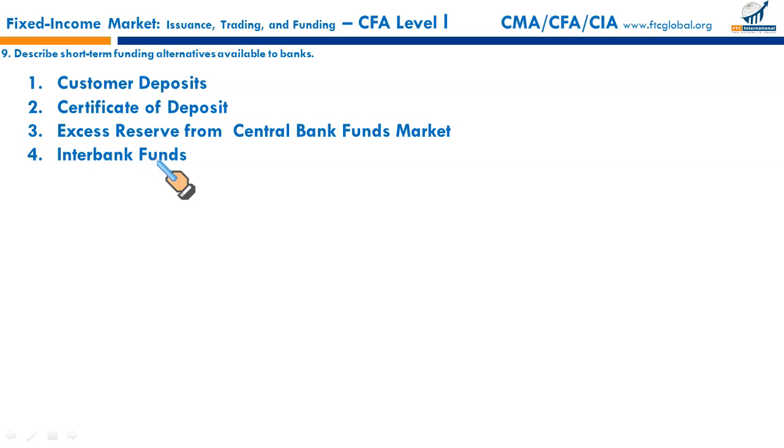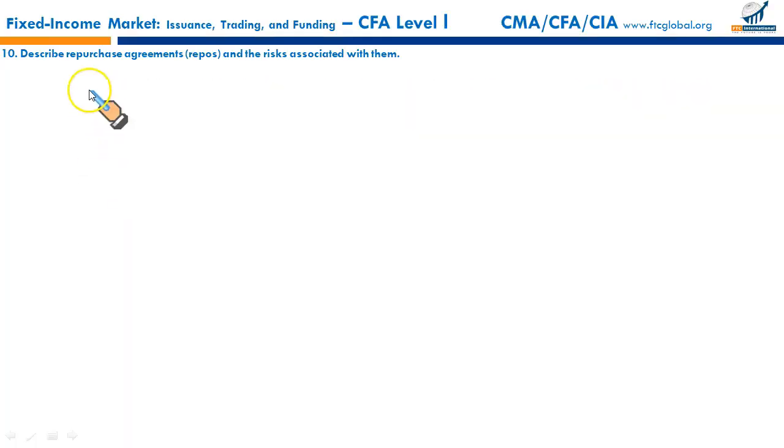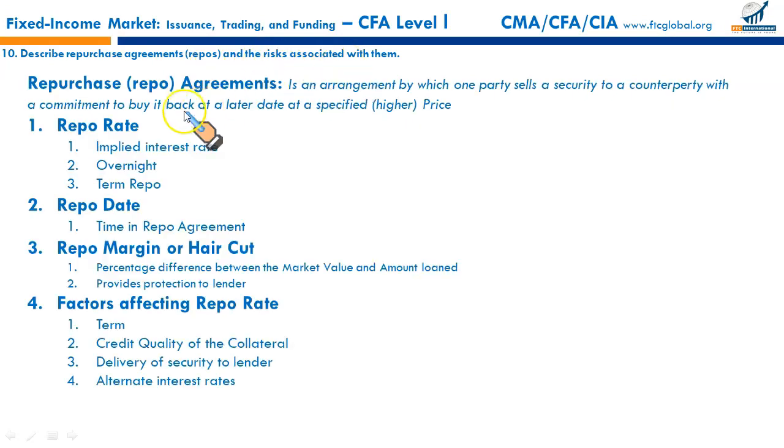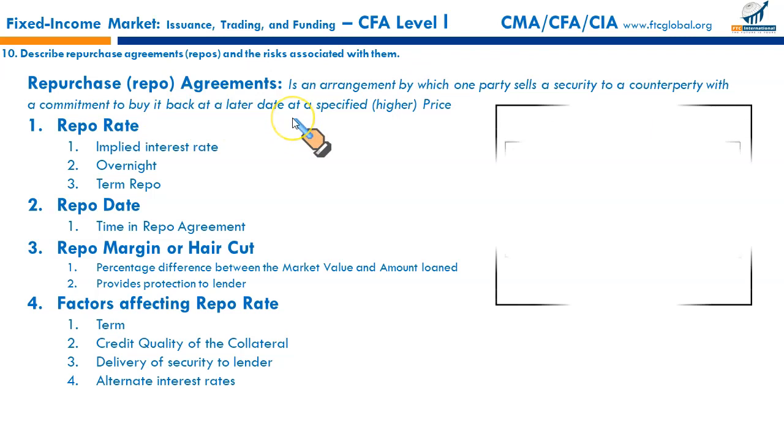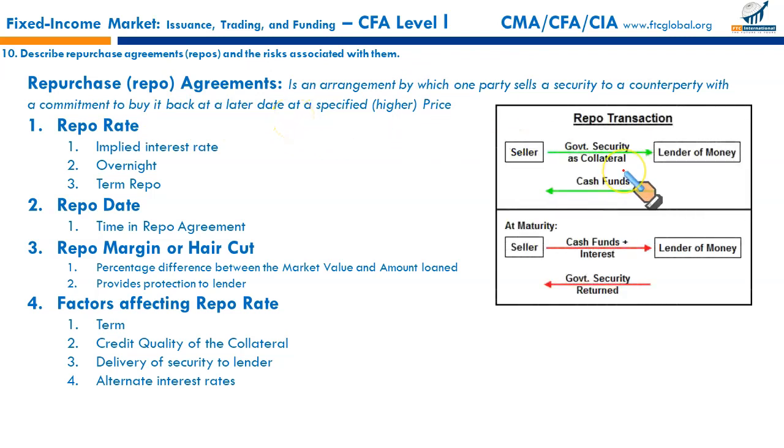Alright, your next LOS is to describe repurchase agreements, repos, and the risks associated with them. What's a repurchase agreement, also called a repo agreement? It's an agreement by which one party sells a security to a counterparty with the commitment to buy it back at a later date at a specified higher price.